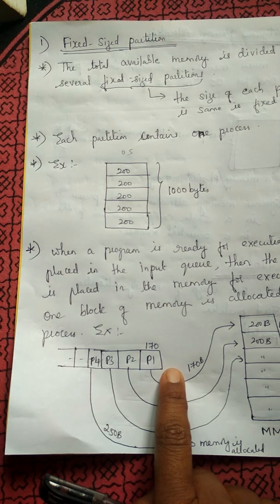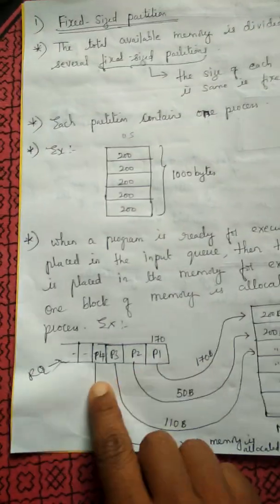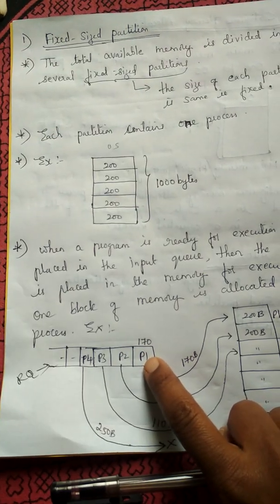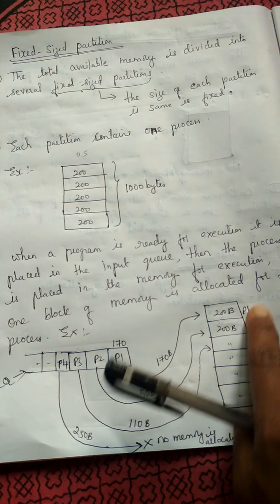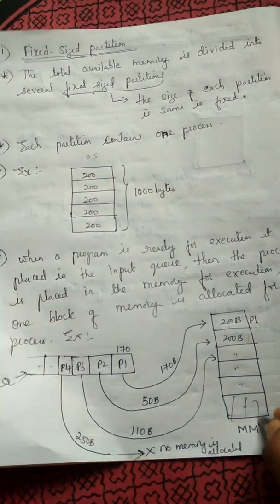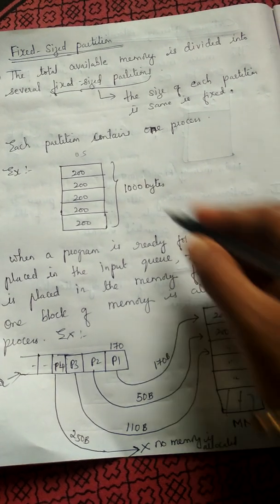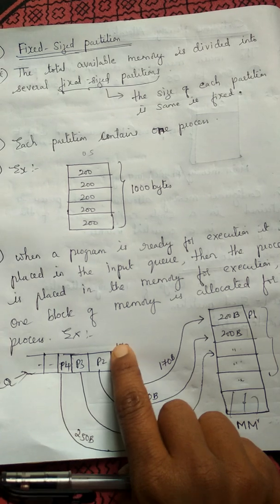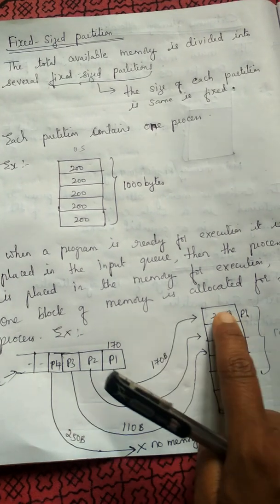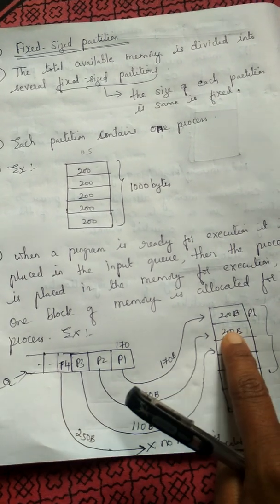For example, when programs are ready for execution, they are kept in the ready queue. Say this is your ready queue. How many processes are there? 4 processes. Now P1 is selected for execution, so it should be loaded in memory. Totally we have 5 blocks, 1 2 3 4 5, that is 1000 bytes as I've given here. P1's size is 170 bytes, but it is assigned to the first block, 200 bytes. Similarly P2, 50 bytes, is assigned the second block.